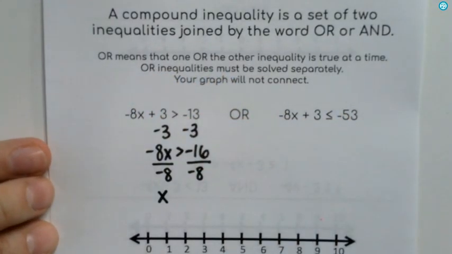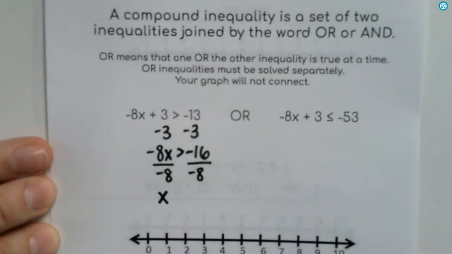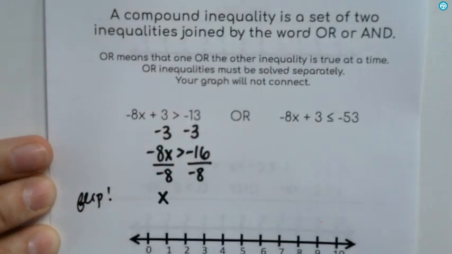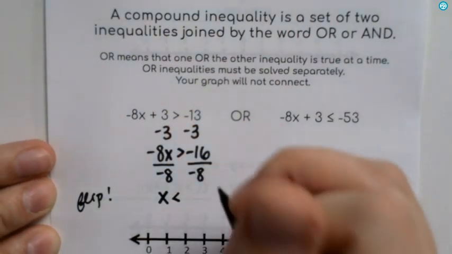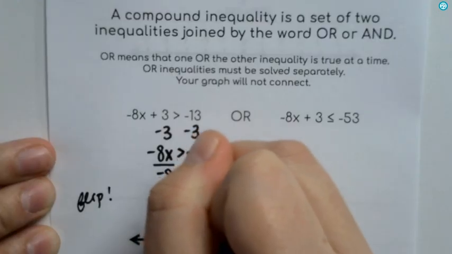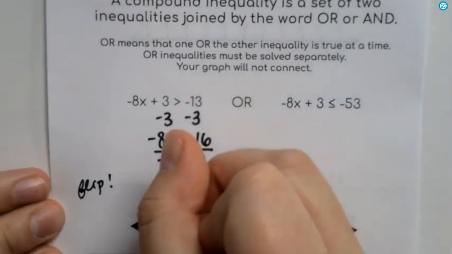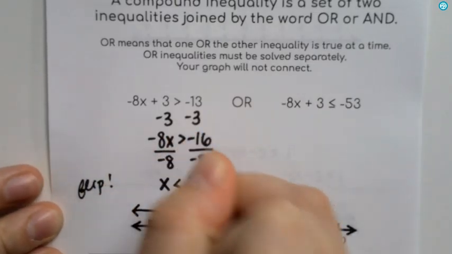What happens when I divide by a negative? I flip my sign. So if I multiply or divide by a negative, I must flip my sign. If you need to, write a little note to yourself so you remember that you did that. So now instead of greater than, it's going to be less than. So x is less than negative 16 divided by negative 8, which is 2. So x is less than 2. I'm going to do an open circle at 2 and an arrow going to the left here.